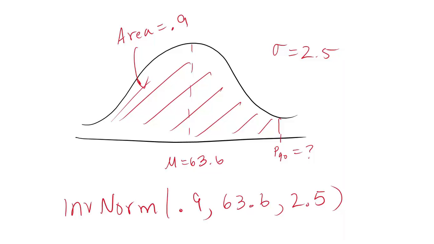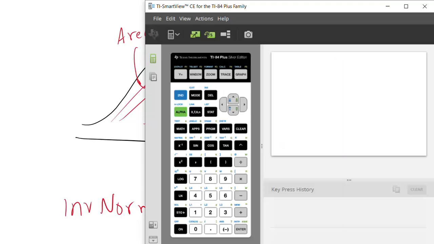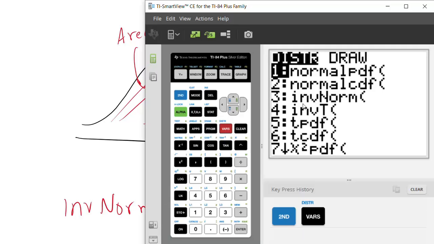Just like our other calculator functions, I'm going to have to demonstrate this twice for our first example. Once for those of you that have the input screen and once for those who don't. Let's start with the input screen. InvNorm is directly below normal CDF. If you push second vars, it's choice 3, invNorm.